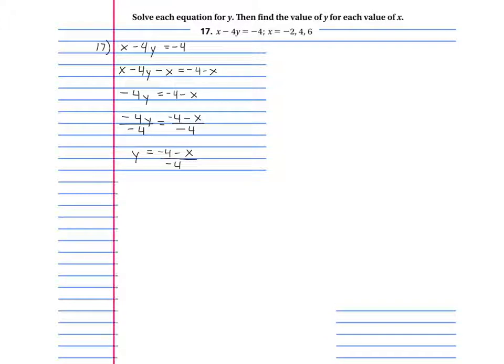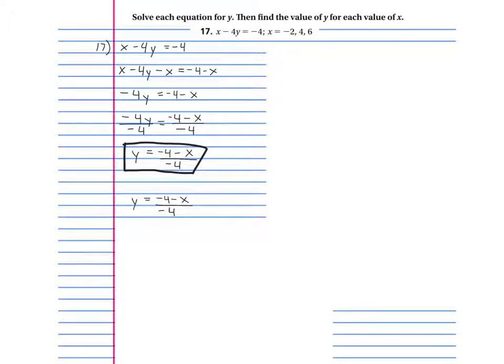This simplifies down to 1. This we write as -4 minus x over -4. We could simplify this. We could write this as -4 over -4, and then -x over -4, and we would get 1 plus x over 4. But we're not going to do that because we're going to plug in the values, so we're just going to keep it as is and simplify it when we get there. Okay, so that's the original equation. I'm going to box it. When I say the original equation, what I meant to say was that's the original equation solved for y.